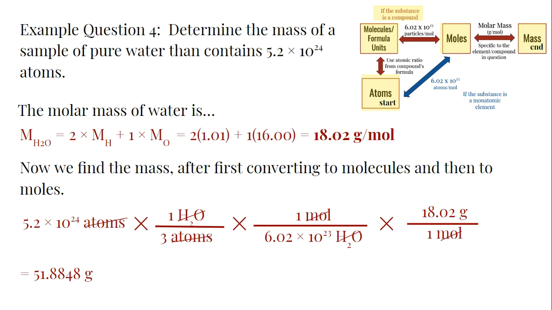Now we look at our significant figures. The smallest one is 2, has 2 significant figures, that 5.2 times 10 to the 24. So that becomes 52 grams.